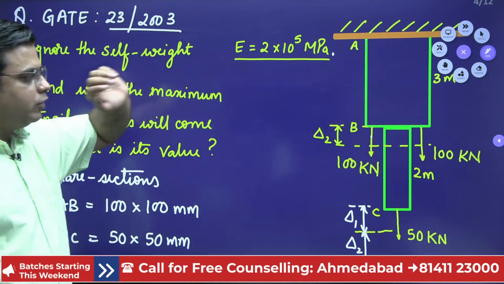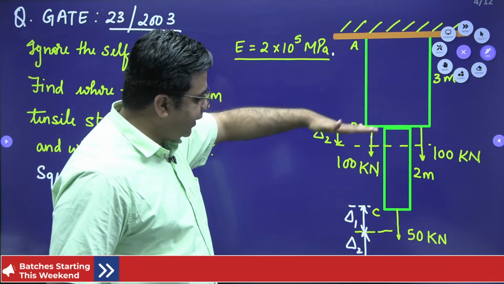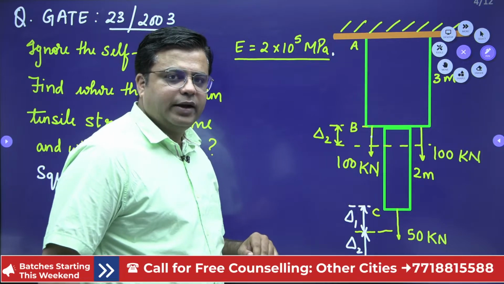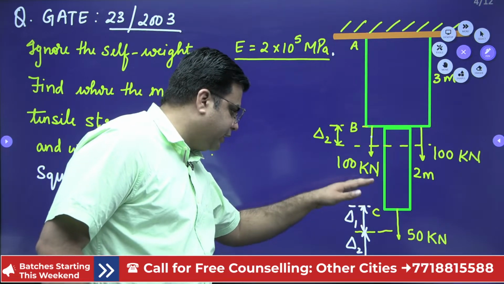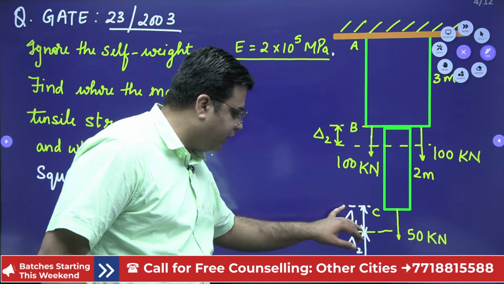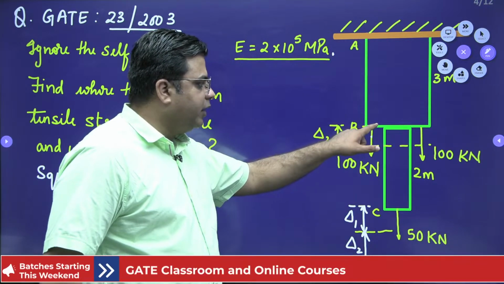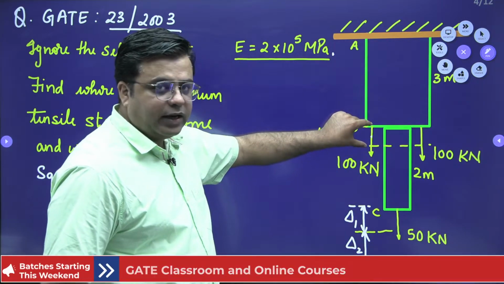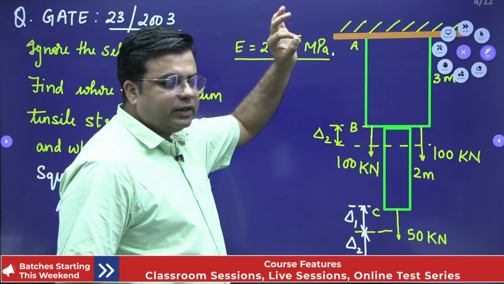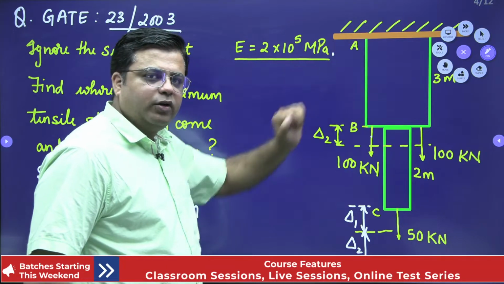So if you need to calculate the deformation of different points, that is how you need to calculate, right? For point C, it will undergo the total deformation of delta 1 plus delta 2. B will only undergo the deformation of delta 2, and A will be at zero deformation. It is not going to deform, right?